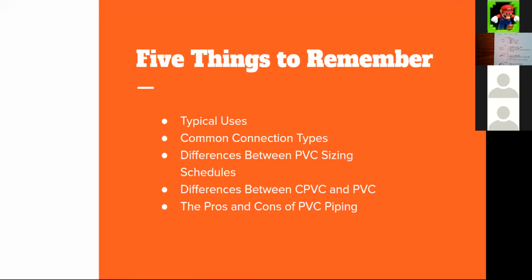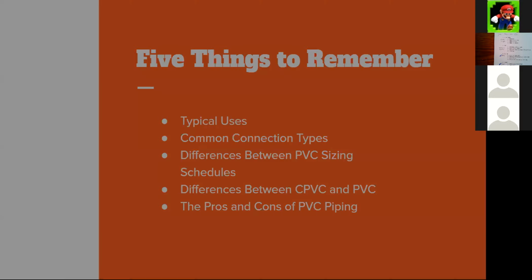Five things to remember. Some things to remember are the typical uses of PVC, such as plumbing and use in irrigation, the common connection types, the differences between the PVC sizing schedules, the differences between CPVC and PVC, and the pros and cons of PVC piping.